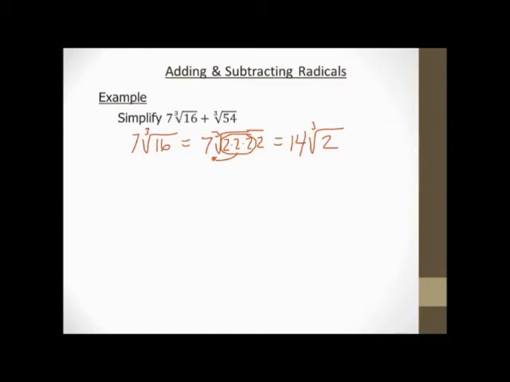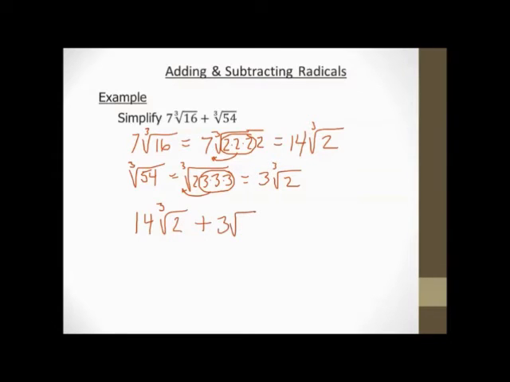Let's do cube root of 54. So that's the cube root of 2 times 3 times 3 times 3. My index is a 3, so I circle a group of 3 things, bring one out, so 3 cube root of 2. So I end up with 14 cube root of 2 plus 3 cube root of 2. All I did there was just replace my original radicals with their simplified form.